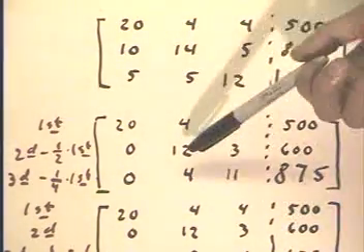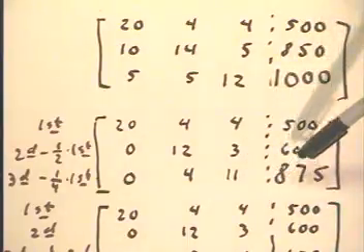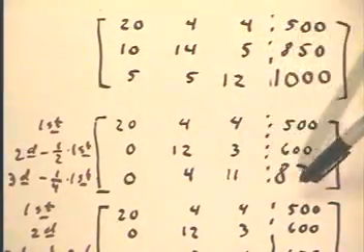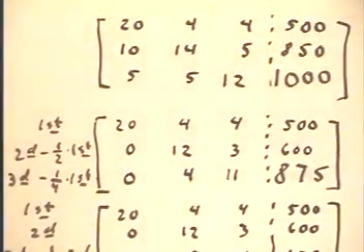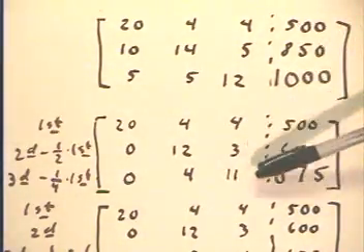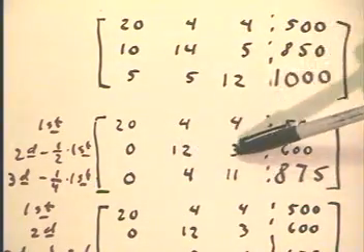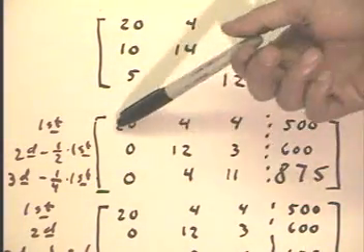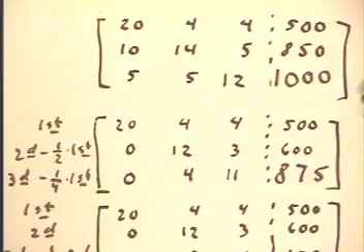Now we've got a new system that's equivalent to the first, but there are no x's in this system. So this would be like 12y plus 3z equals 600, 4y plus 11z equals 875. That's a simplification because now the last two equations really form a system in two unknowns that we could solve for y and z. And if we had those, we could substitute those values back into the first equation and find x.